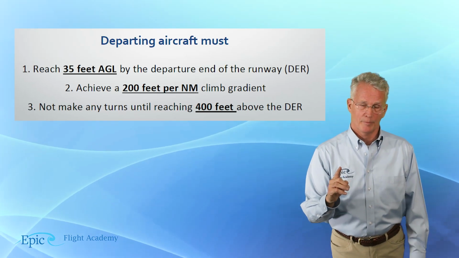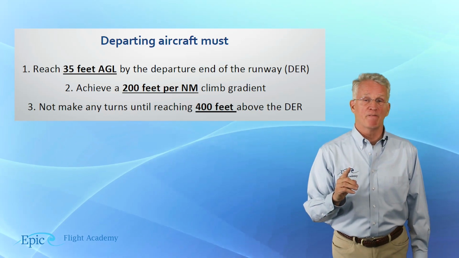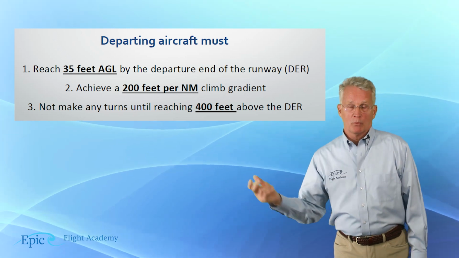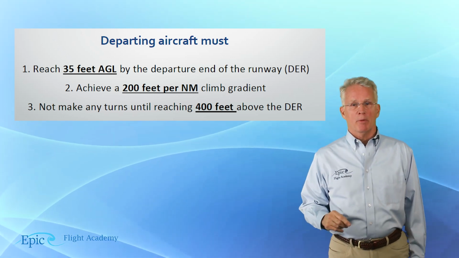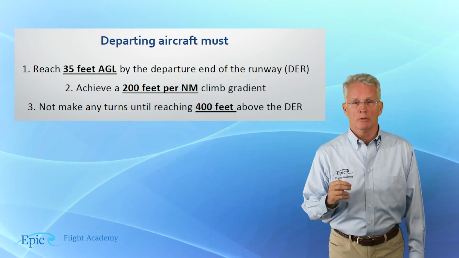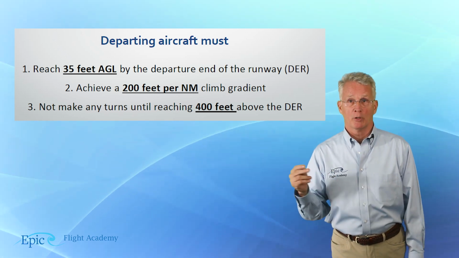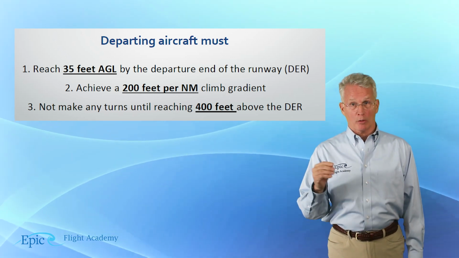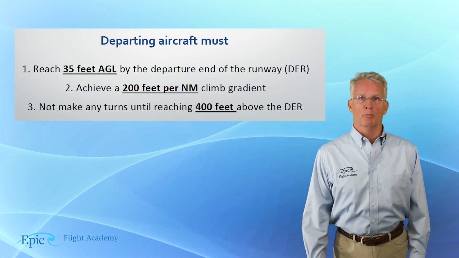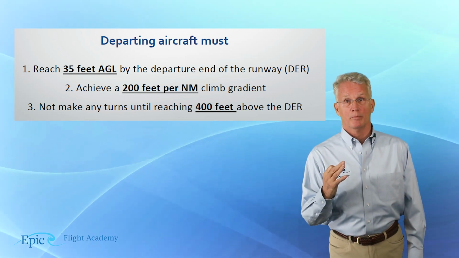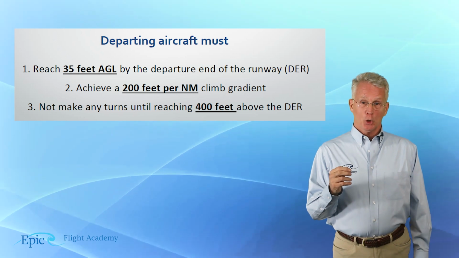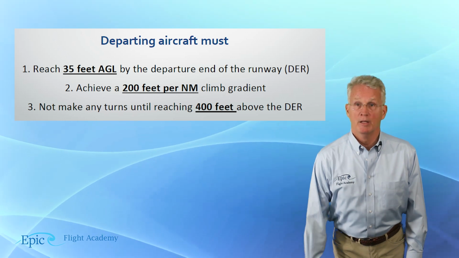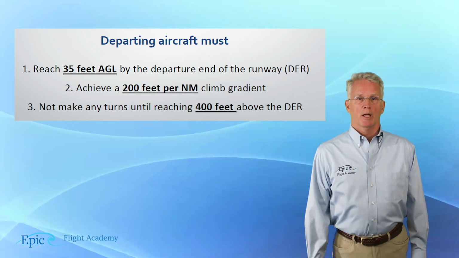Number 1, the aircraft must reach 35 feet AGL by the DER, departure end of the runway. Number 2, the aircraft must be able to achieve a 200 foot per nautical mile climb gradient. Now, listen carefully. I said 200 foot per nautical mile, not 200 feet per minute. And number 3, the aircraft will not make any turns until reaching 400 feet above the DER, or departure end of the runway.